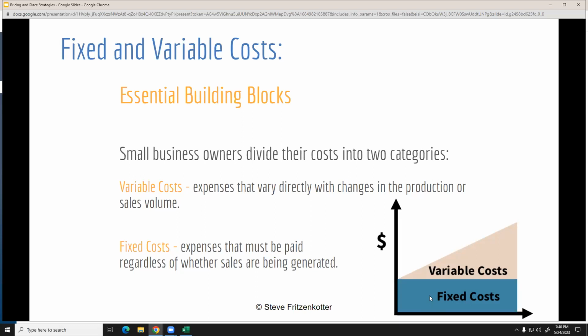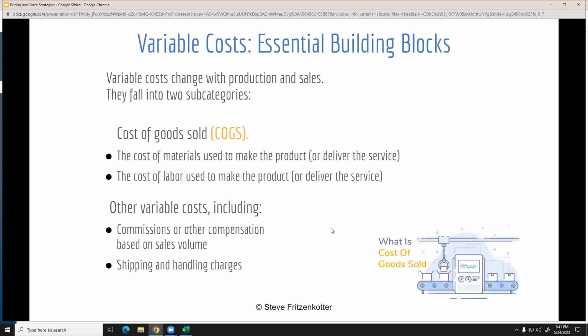In a hotel, the more occupancy you have, the higher your variable cost in maid service will be. So to give you an example. So there you have variable and fixed. Variable change with production, fixed do not.